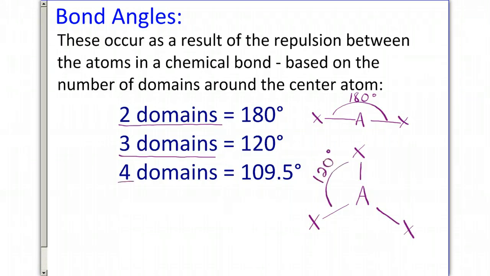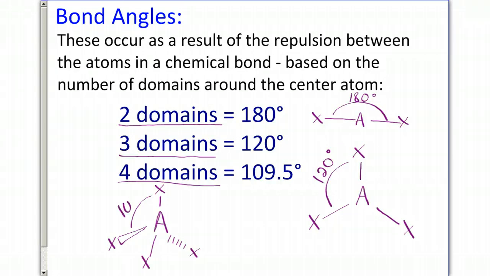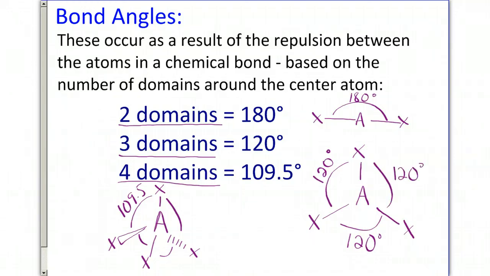And if we have four domains, then you have a tetrahedral shape, and these are a little more difficult to draw three-dimensionally. The wedge means it's kind of coming out front, and the dash means it's kind of behind. And in between, around the center of this molecule, you have a bond angle of 109.5. And this angle is the same between each, just like this one's the same, 120 and 120 between those. There are bond angles for 5 domains and 6 domains. However, in this course, you don't need to know them.